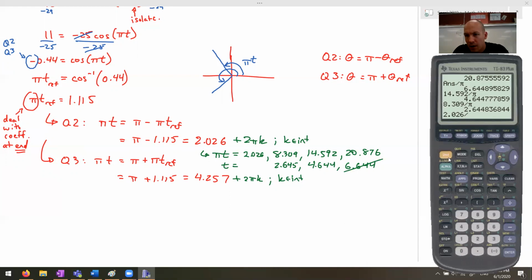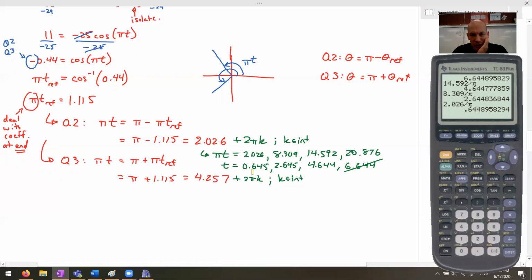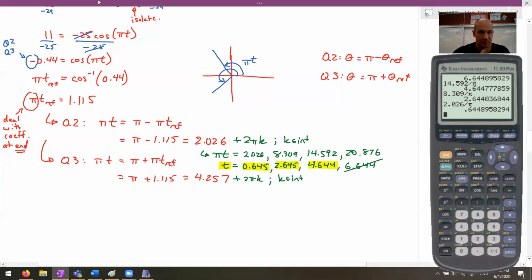And divide it by pi. Okay, so we get our answers. There we go. Because we've done a lot of stuff, I'm now going to highlight these. At 0.645 seconds, and 2.645, and 4.644, we can see that we would have had a time equal to those. So those are our solutions.